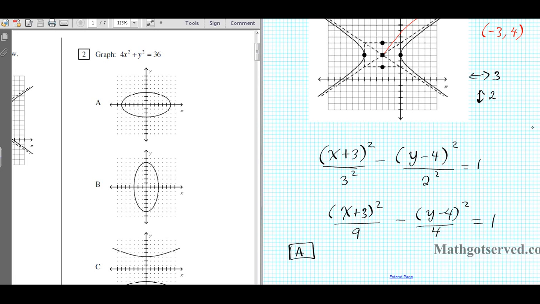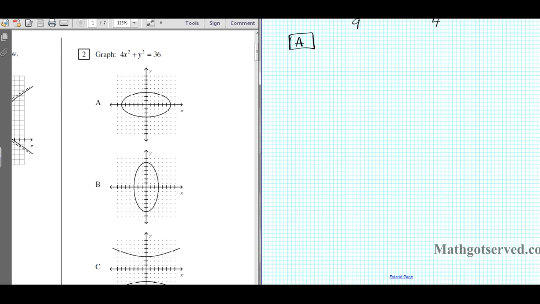It says graph 4x squared plus y squared equals 36. Okay, so let's go ahead and do that. Now to put it in standard form, we cannot have any coefficients in front of the x squared or the y squared, and we also have to have this set equal to 1. Remember, the standard form for the equation of an ellipse is x minus h squared over a squared plus y minus k squared over b squared equals 1.